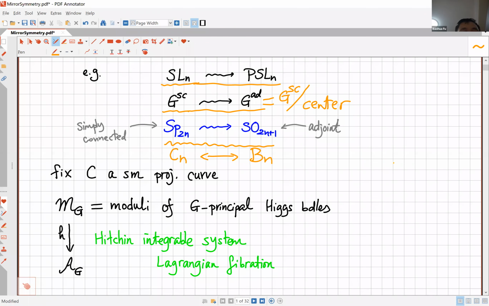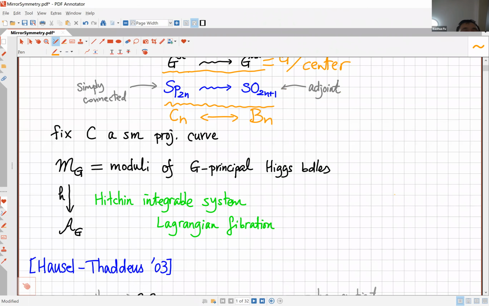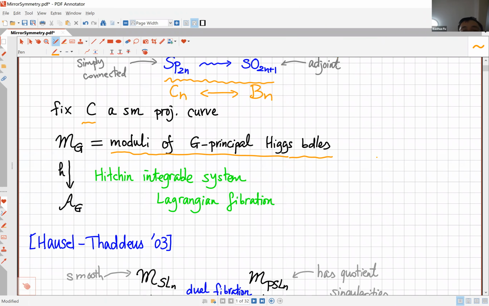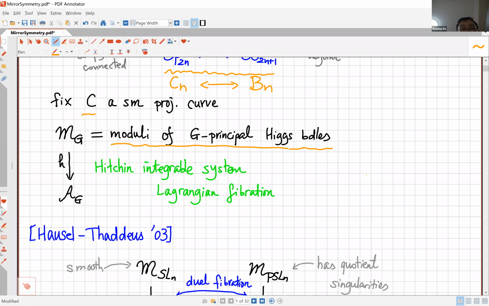The motivation comes from the Hitchin fibration. Suppose we fix a smooth projective curve C, and then you can consider all the principal G-Higgs bundles over C. This gives you a moduli space. I will not explain this moduli space. You can think of it as just a normal moduli space. Sometimes it's singular, but it's not so badly singular.